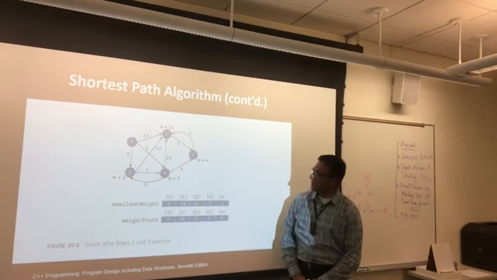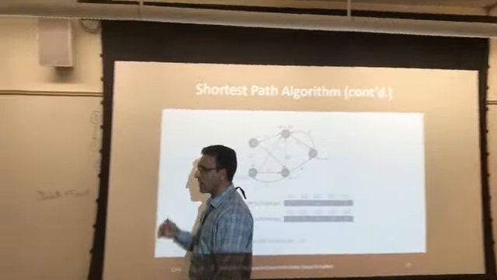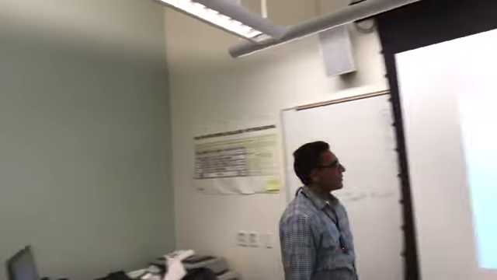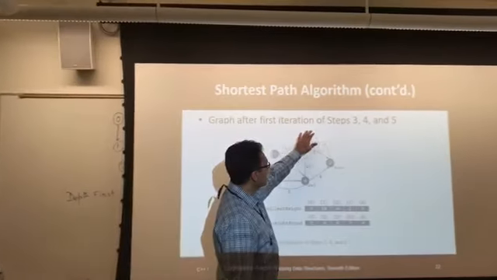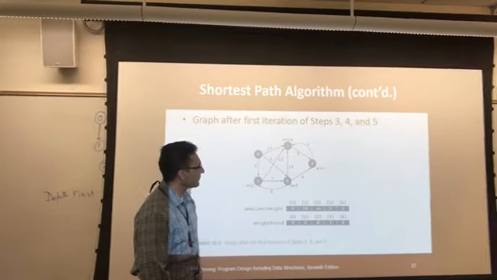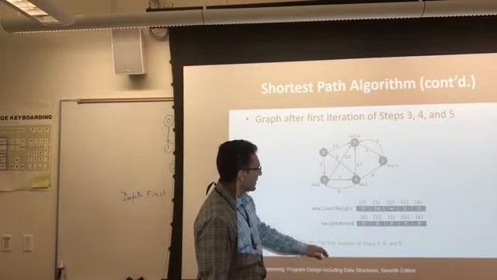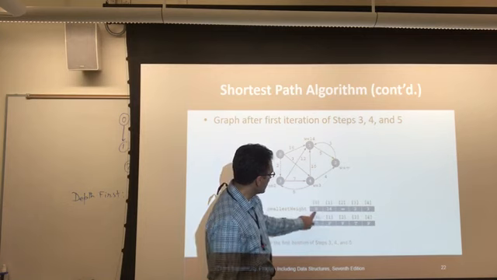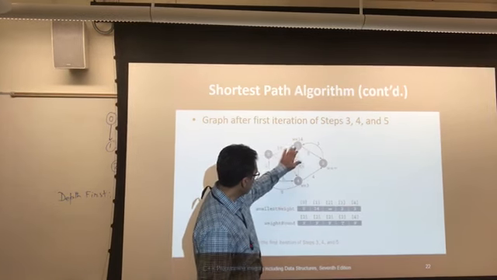Looks like there is a direct connection, but I'll come back and visit it. So these are the weights assigned to each one of those vertices and edges. So, graph after first iteration of steps 3, 4, and 5. Here, if you are going from 0 to 1, 16.